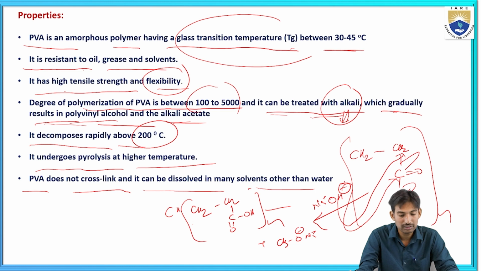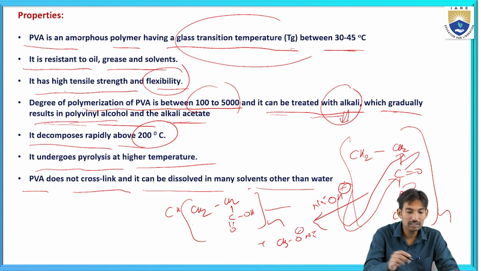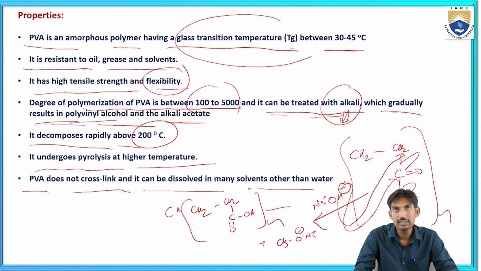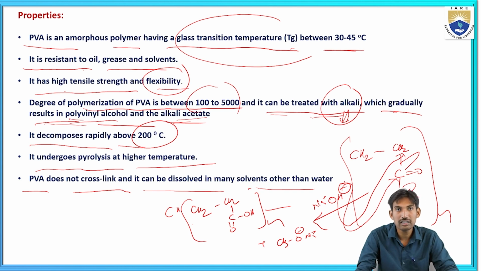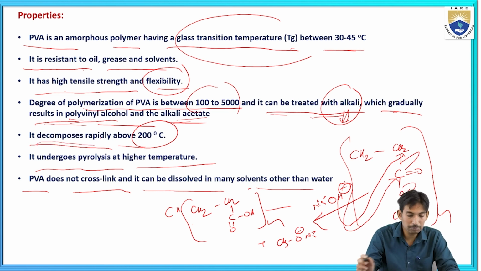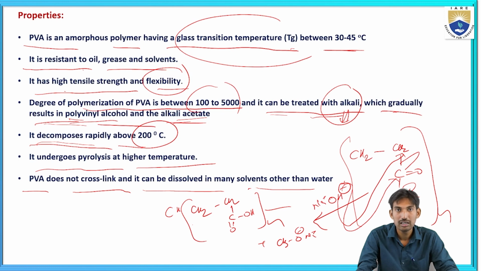The degree of polymerization of polyvinyl acetate is 100 to 5000, and it can be treated with alkali. In the presence of alkali, polyvinyl acetate undergoes degradation and forms alkali acetate and polyvinyl alcohol. Polyvinyl alcohol can be prepared from polyvinyl acetate in the presence of a base. It decomposes rapidly above 200 degrees centigrade.